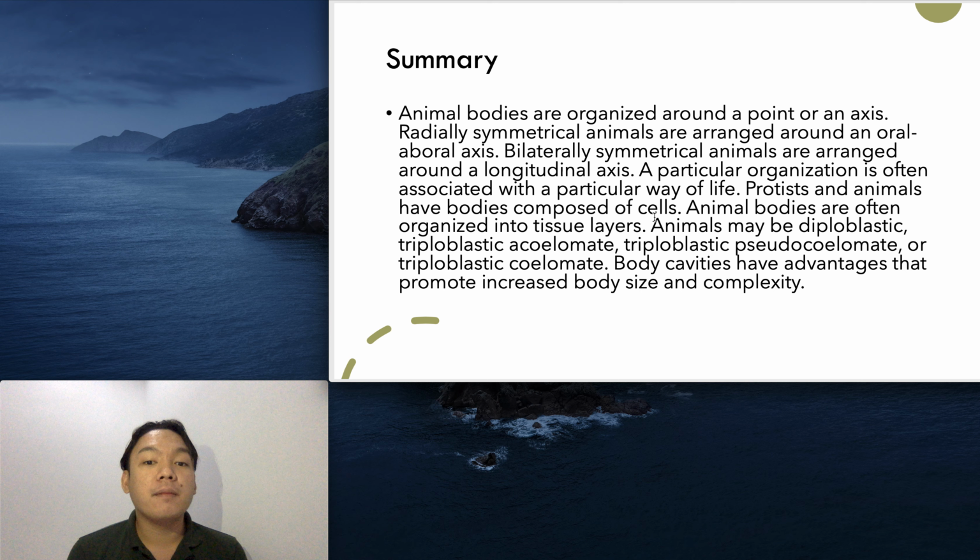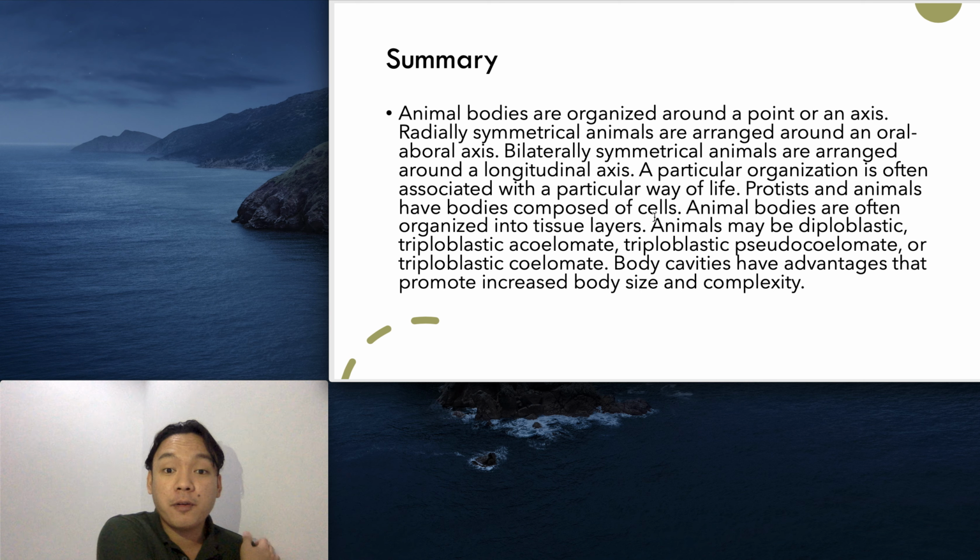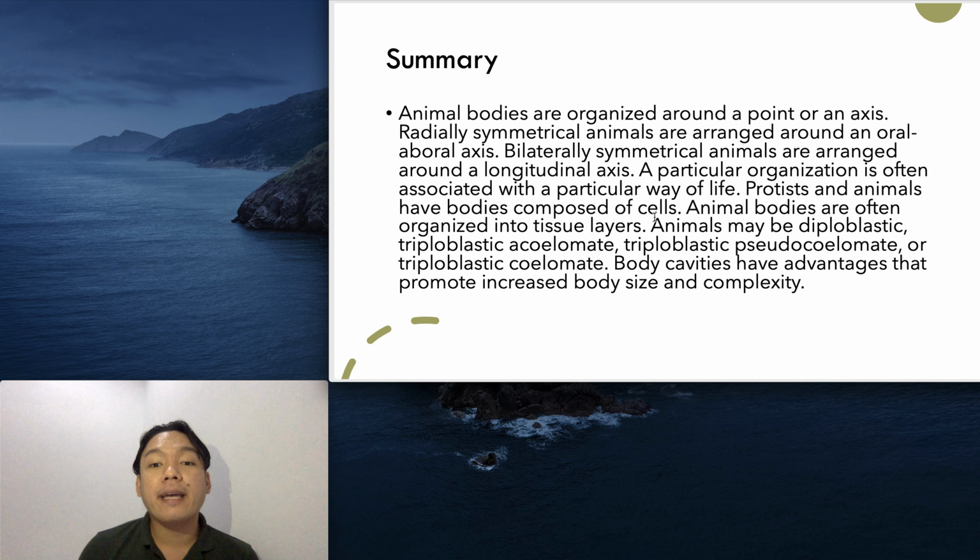So in summary, we have animals that are organized around a point, so we call them radially symmetrical animals, in an oral-aboral axis. Bilaterally symmetrical animals are arranged around a longitudinal axis, a plane that divides the animal body into mirror-image halves. A particular organization is often associated with a particular way of life. Protists are composed of cells, and animal bodies are organized into tissue layers. They might be diploblastic, triploblastic acoelomate, triploblastic pseudocoelomate, or triploblastic coelomate. Body cavities have advantages that promote increased body size and complexity.